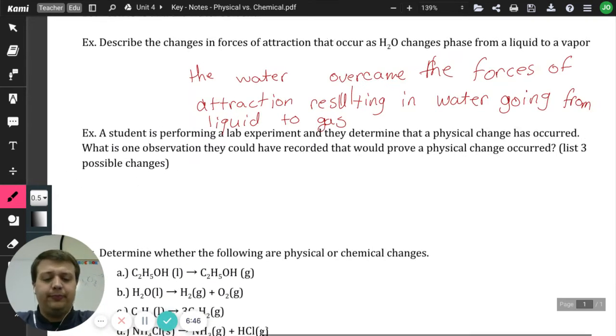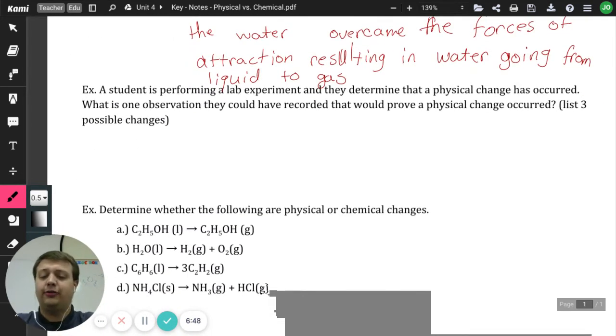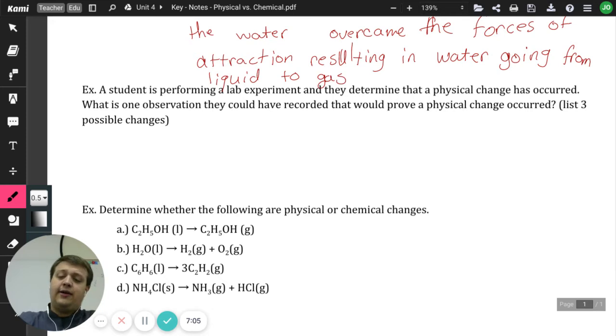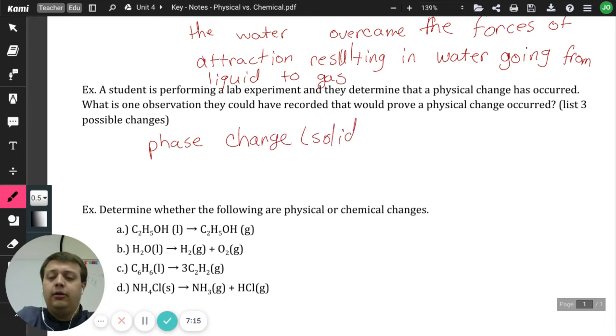So let's look at another example. So it says a student is performing a lab experiment and they determine that a physical change has occurred. What is one observation that could have been recorded that would prove a physical change occurred? Now, it does say one, but I do want you to list three possible changes. And so some examples of a physical change, a phase change. So it went from solid to liquid.